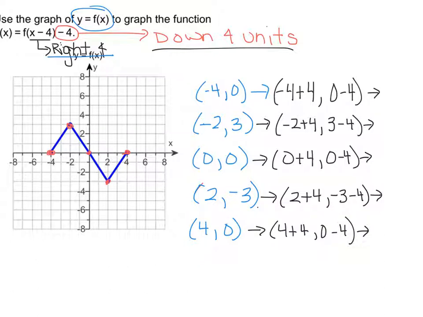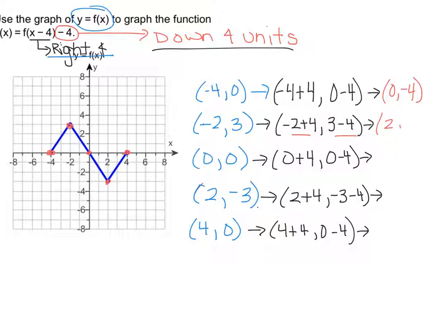Alright, so in black I have the ordered pairs where I added 4 to the x value and then subtracted 4 from the y value. So we're just going to simplify this to get new ordered pairs. So I have negative 4 plus 4, which is 0, and then 0 minus 4 is a negative 4. So my first ordered pair of my new function, which is g of x, is 0, negative 4. And then I'll just simplify the rest of these ordered pairs.